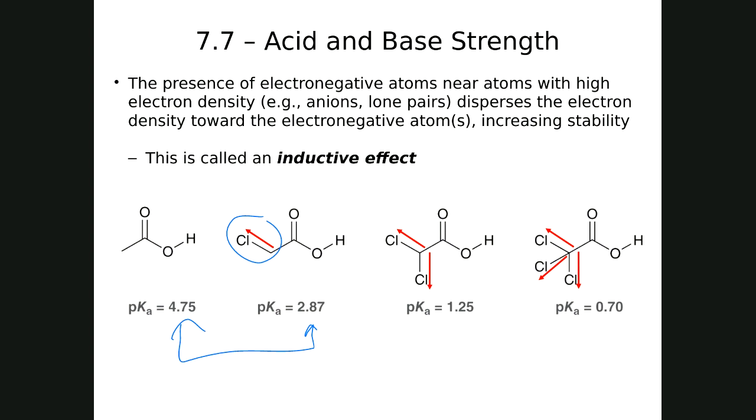Now, as I said, the number of atoms also contributes. If you have now 2 chlorines instead of 1, then notice the pKa goes down yet another point and change, so it makes the compound even more acidic.